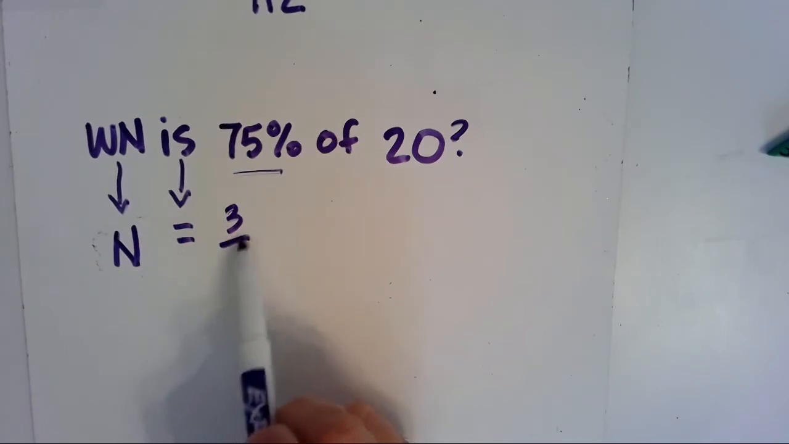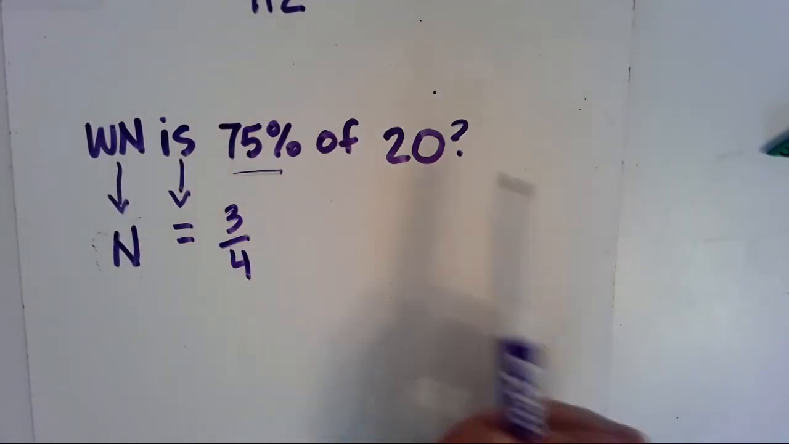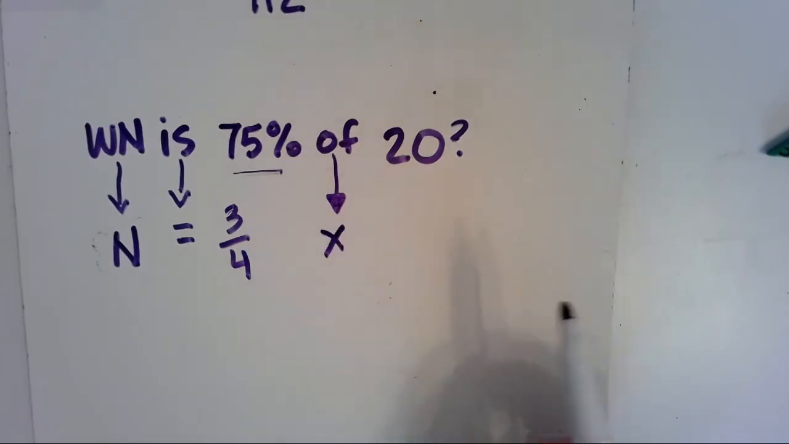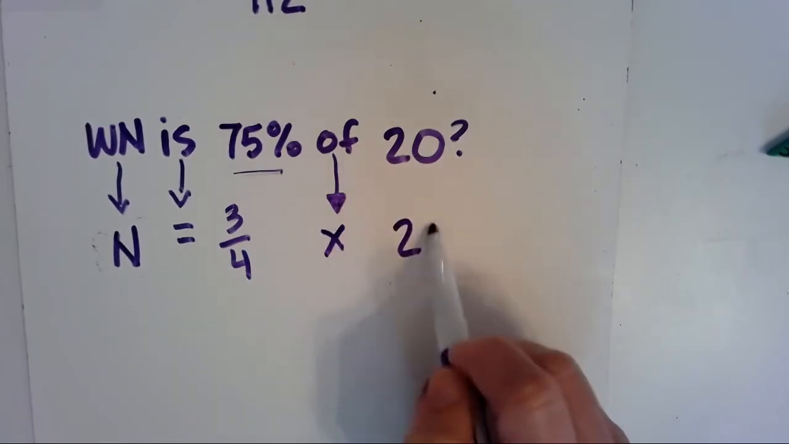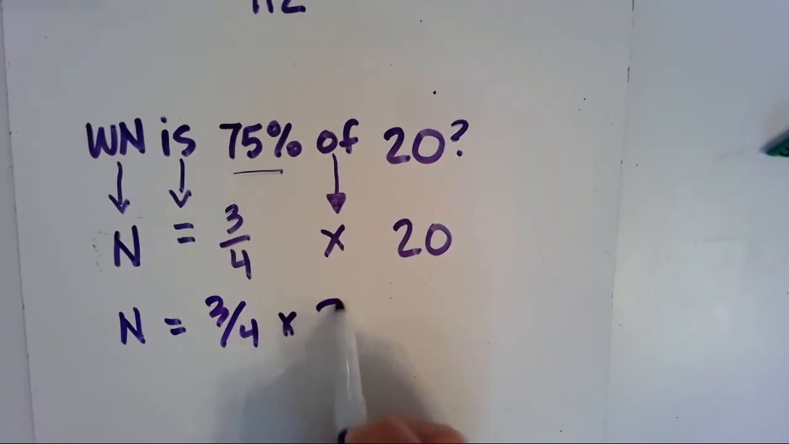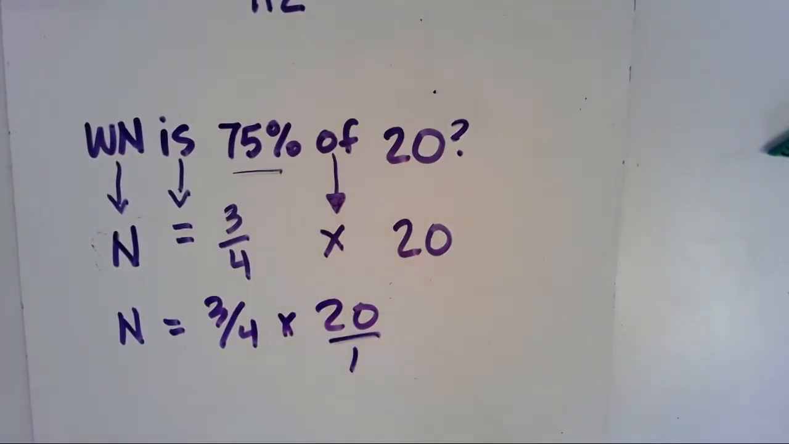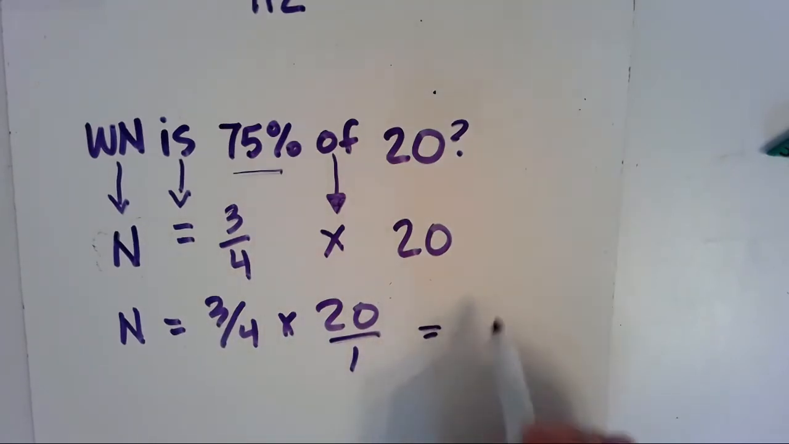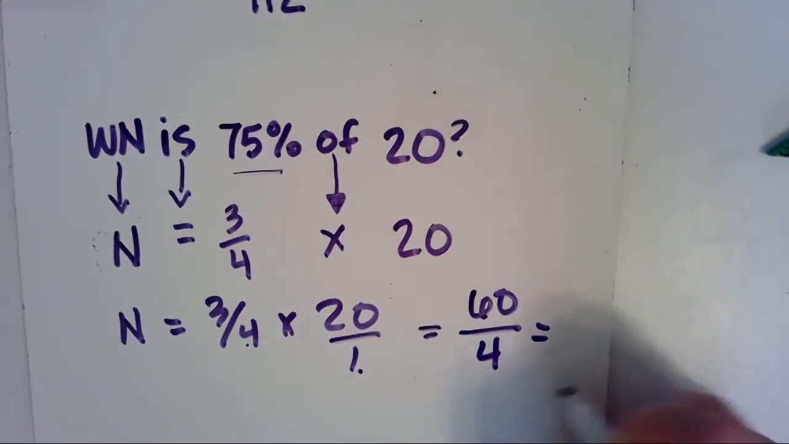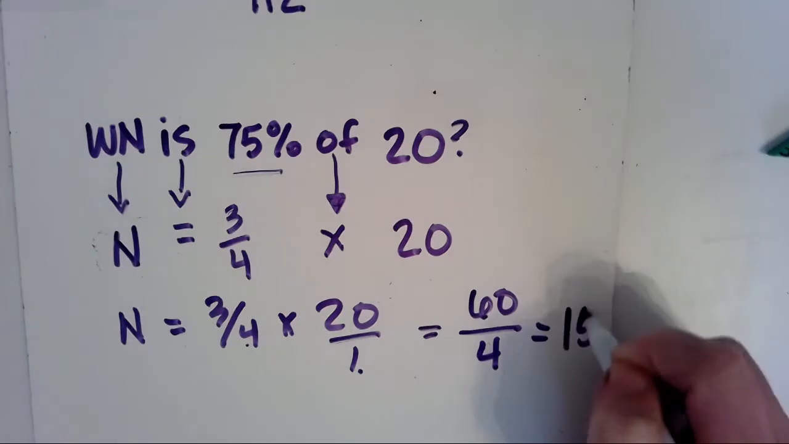75%, the same as 3/4. Of, we translate to multiplication, multiply, of 20. So now we have a whole new equation. What number equals 3/4 times 20? I'm just going to turn that 20 into a fraction, and now I've got 3 times 20 is 60, 4 times 1 is 4. Reduce or simplify that, and that gives me a total of 15.